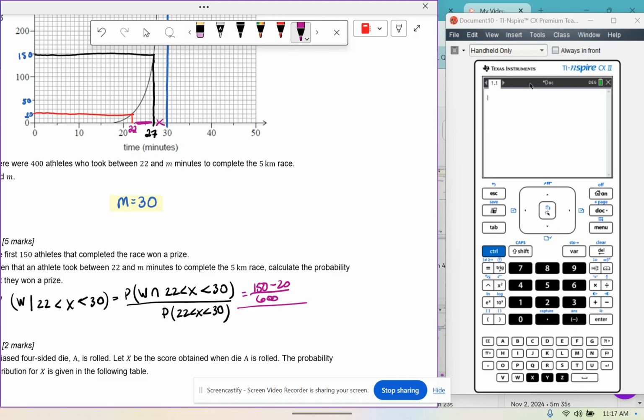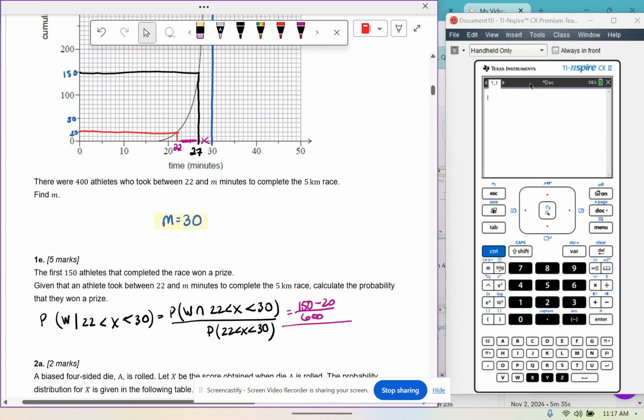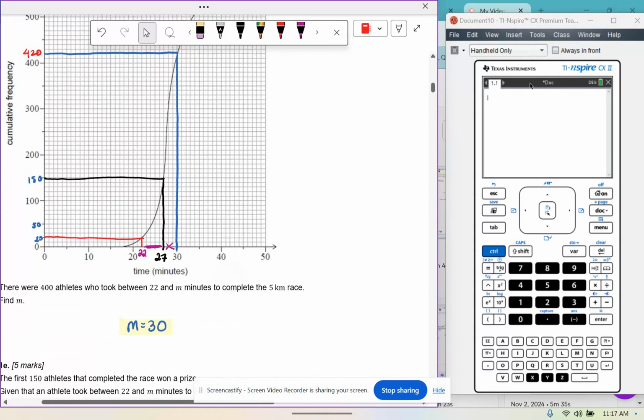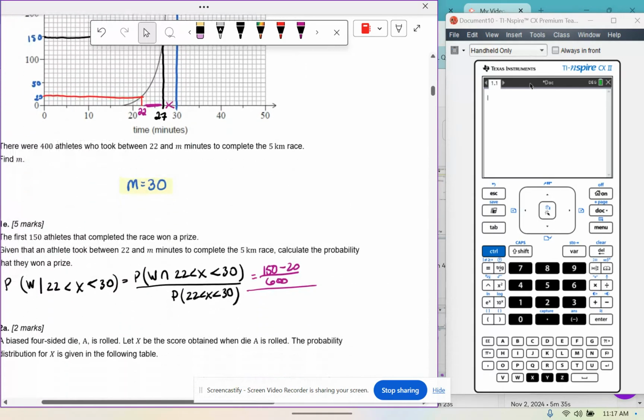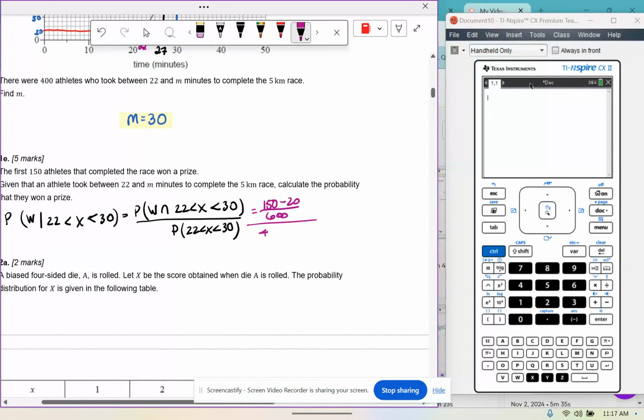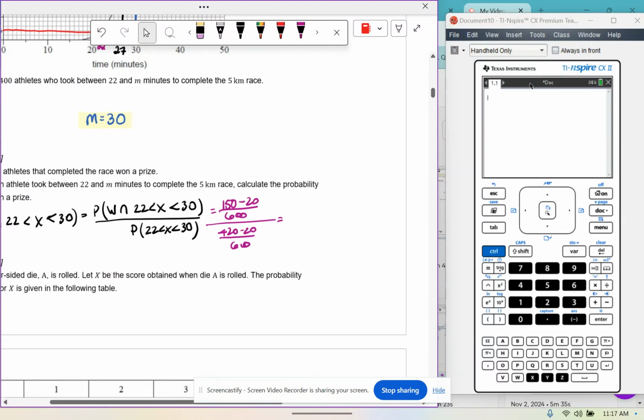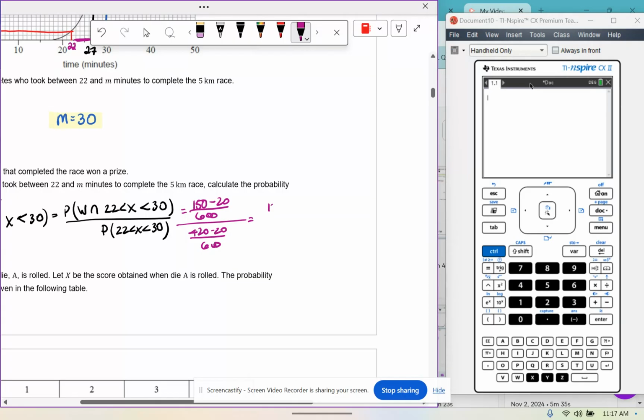And then down below, it's between 22 and 30. 22 and 30, okay, so that was the 20 and the 420. So that's going to be 420 minus 20 over 600. So that's going to give me 150 minus 20, which is 130 over 600. And that's going to be over 420 minus 20, which is 400 over 600. And then I have equivalent denominators, so these are going to cancel, and I'm going to end up with 130 over 400.